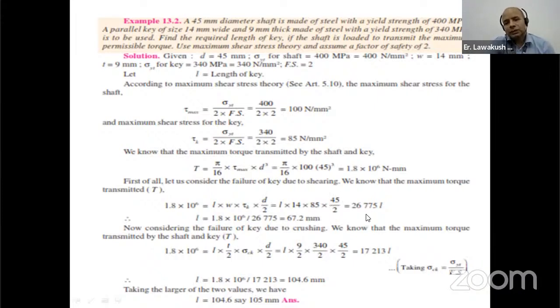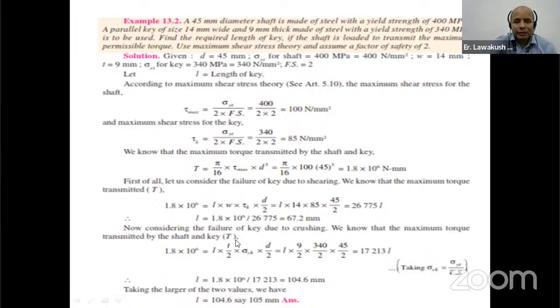Just after simplification, we will have 26775 into L. It means we have 1.8 into 10 power 6 equal to 26775 into L. Now we will finally find the value of L, that is the length of the key, equal to 67.2 millimeter.